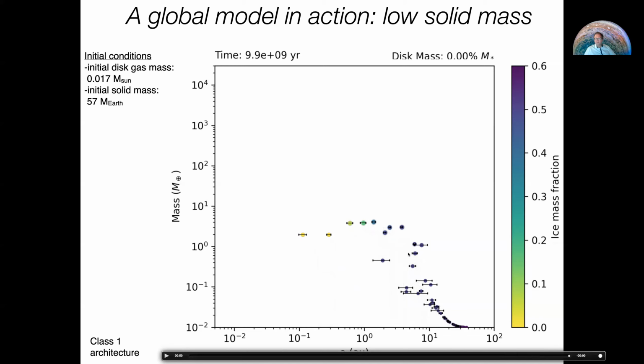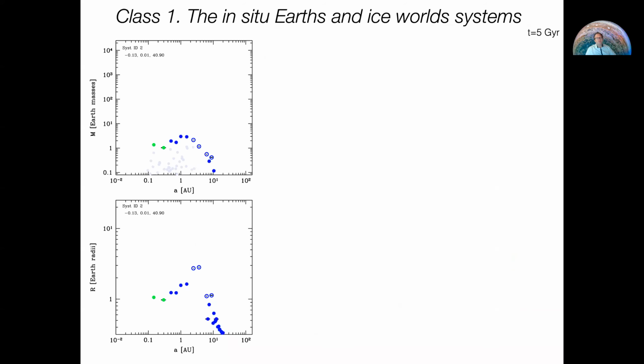So over longer time scale, there will certainly still be some growth out here. And we also see that these planets have some, but not huge eccentricity. And this is actually the first class of architecture that we find. These are quasi in situ Earth and ice-formed systems. So these are systems which only contain low-mass planets.